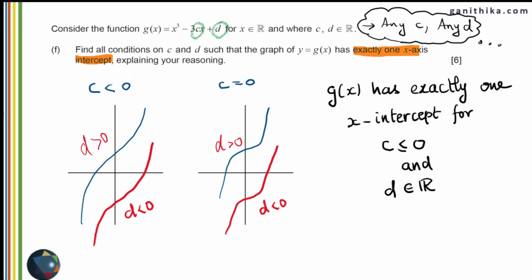So the condition for c and d is c should be less than or equal to 0 and d should be any real number. In this, we always have exactly one x-axis intercept. So the next is what happens when c is positive. So when c is positive, you have one x-intercept in certain cases.